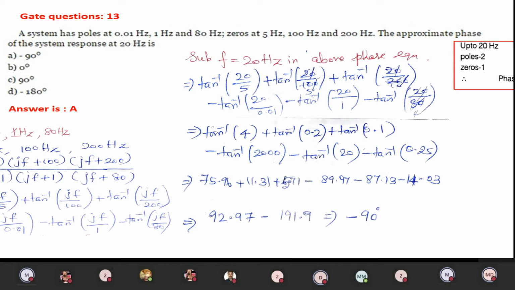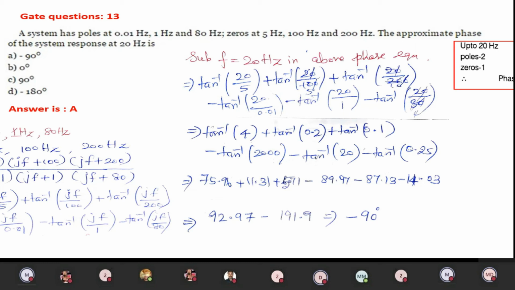So listen carefully. Here you can see a system has poles at 0.01 hertz, 1 hertz and 80 hertz, and zeros at 5 hertz, 100 hertz and 200 hertz. The approximate phase of the system response at 20 hertz is. Up to 20 hertz, you are getting two poles and one zero. So the phase will be minus 2 into 90 plus 90. Therefore you will be getting minus 90 only.